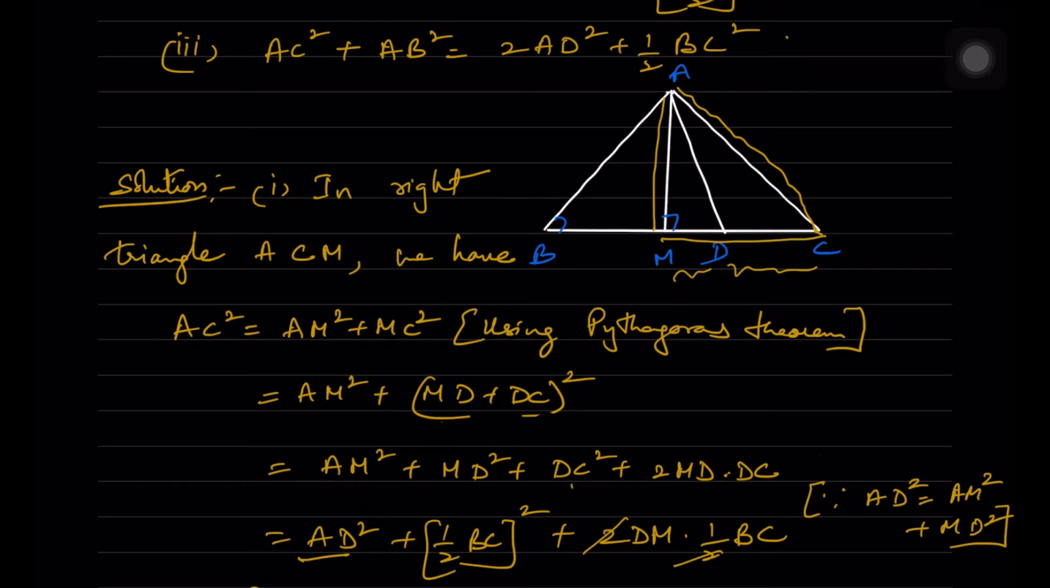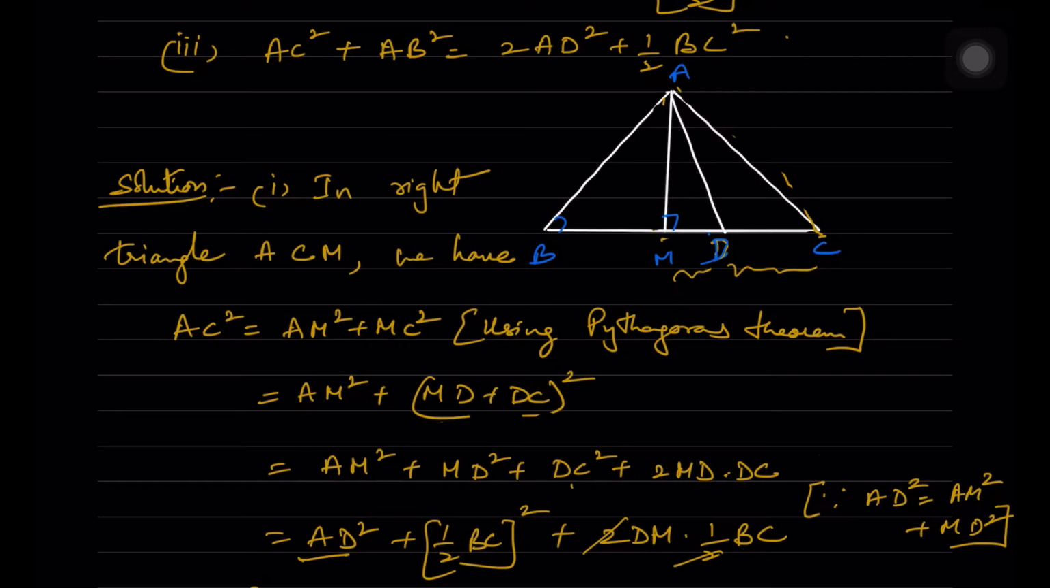So using Pythagoras theorem, now AM square plus MC square can be written as AM square plus MD plus CD whole square. You can see very obviously from the down part of there. Which can be written as MD square plus DC square plus 2MD into DC, when MD plus DC whole square is expanded.